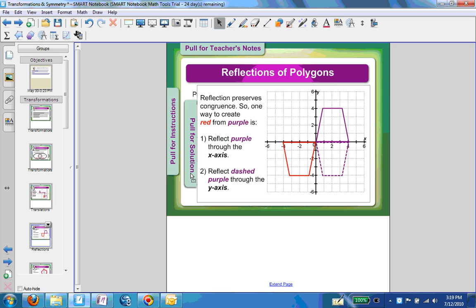So again, in this case we're going to keep the vertex that's at 0, 0 in the same spot, but then we're going to reflect the vertex that's at 4, 0 over to negative 4, 0 and do the exact same thing with these vertices down at the bottom.